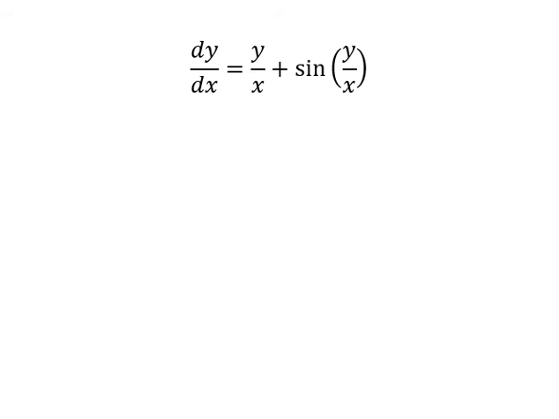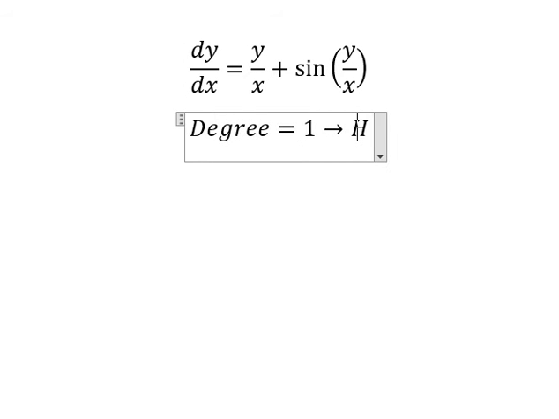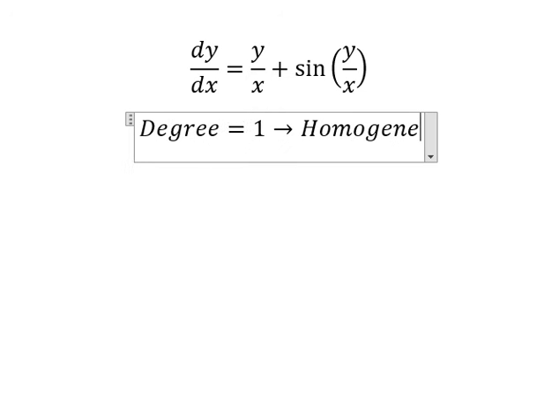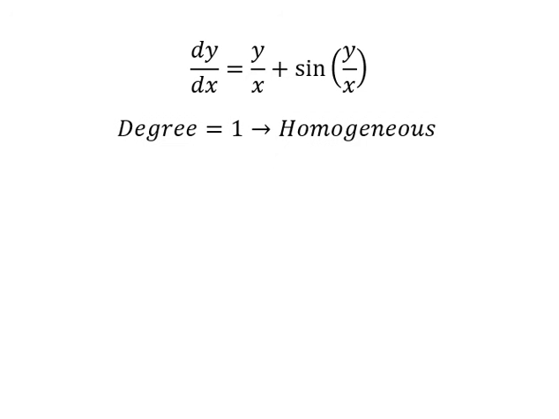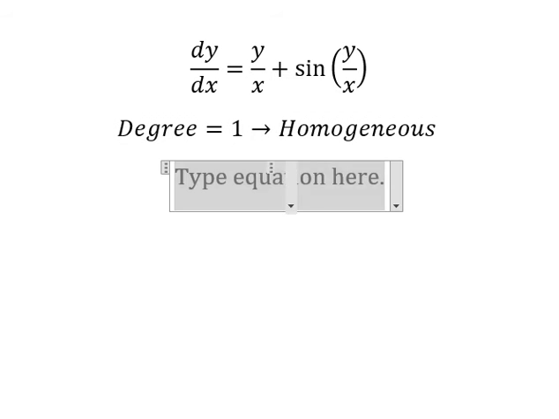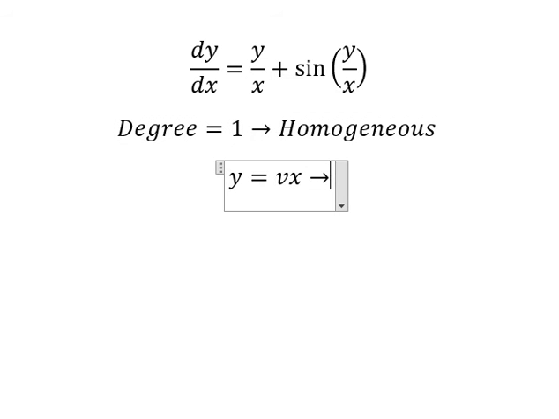So now I want to show you how to answer. We have y over x. They are degree number 1. So this is about homogeneous. So I will put y equal to vx.